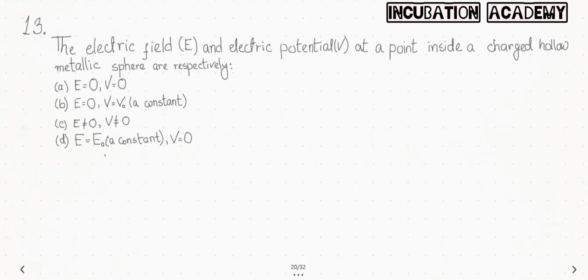Obviously we have to work it out, but before that, please try to understand some basic things. A metallic hollow spherical shell, maybe it is like this. It is of radius r with the center O. If it is charged, if some charge is given, then all the charges come on the surface.